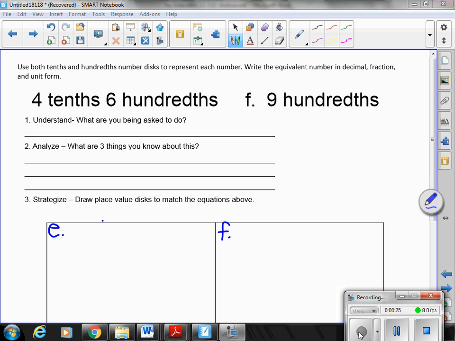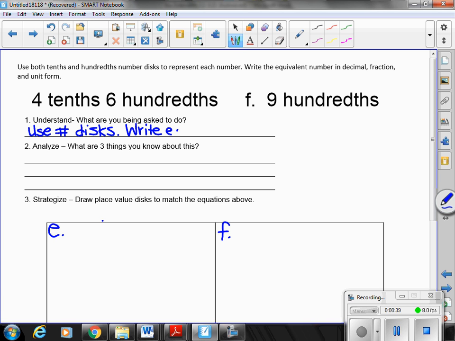We're being asked to use number discs. We're being asked to write equivalent numbers in decimal, fraction, and unit form.